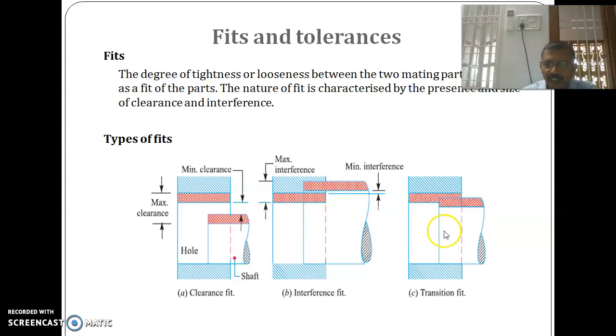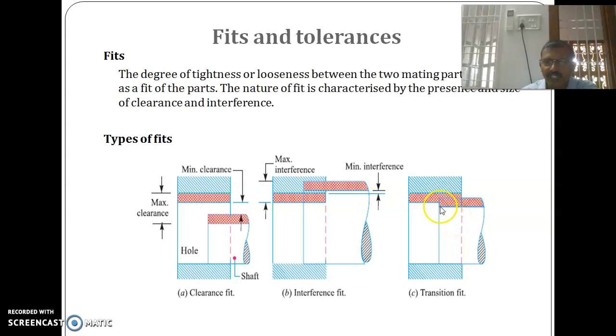In the transition fit, we are making 1000 holes and 1000 shafts. Some components may be a clearance fit and some components will come under interference fit. This type of fit is called a transition fit. Some assemblies will be of clearance fit and some assemblies will be of interference fit.